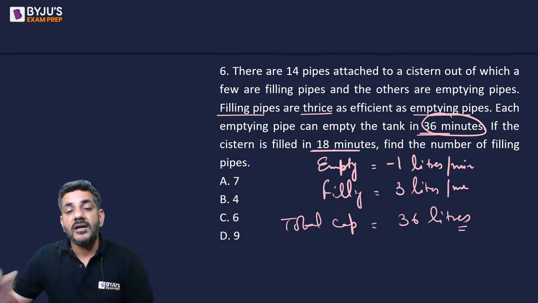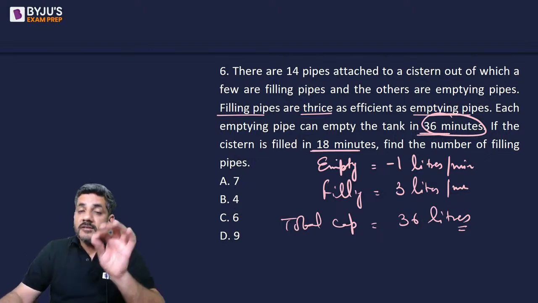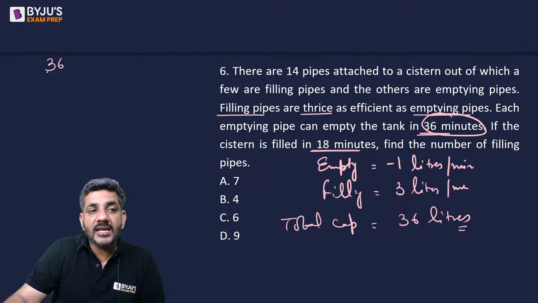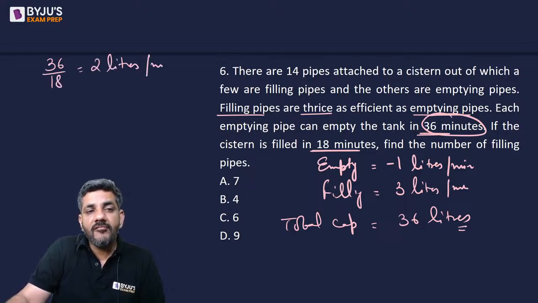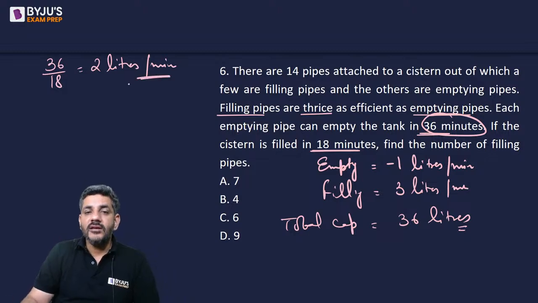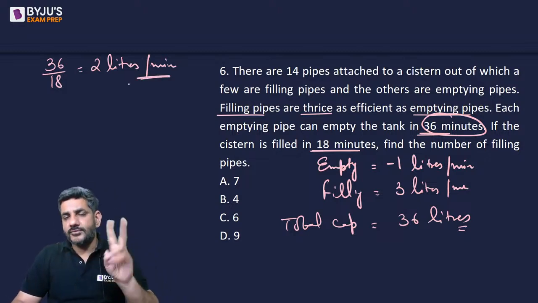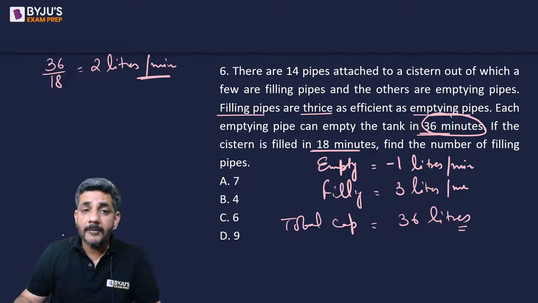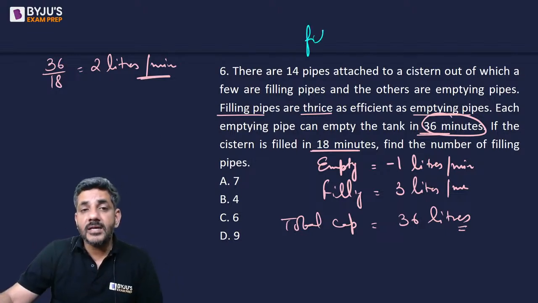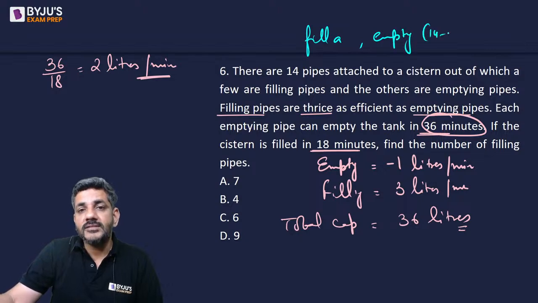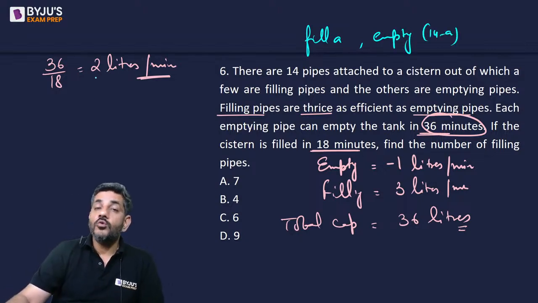Now your cistern is getting filled in 18 minutes. If this cistern is getting filled in 18 minutes, can I say every minute 2 liters are going in? Every minute 2 liters are going in. The question is saying find the number of filling pipes. There are two ways of doing it. The first way: let us say the number of filling pipes is A, so the number of emptying pipes is 14 minus A. And the net should come to 2.